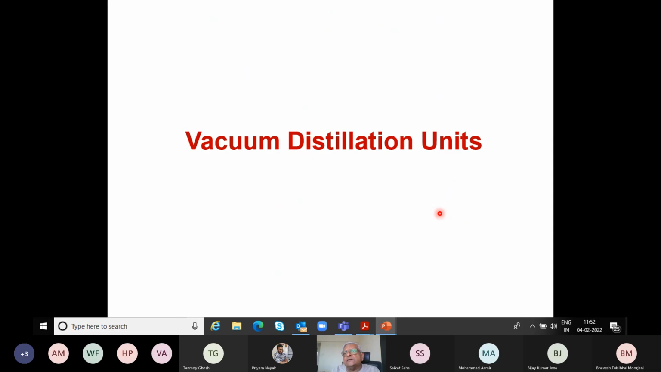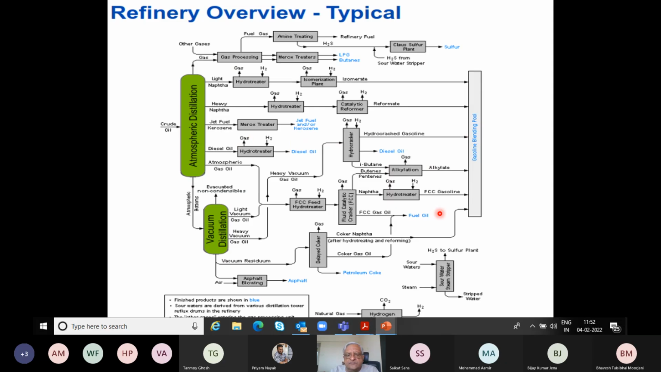Now coming to the second column that we have in this setup, called the vacuum distillation unit. Again, that picture which I showed you earlier. So the atmospheric residue is whatever liquid we could not distill at atmospheric pressure. And if you recall, we cannot go above 360 degrees Celsius, because above 360, this cracks. So what do we do? Depending upon the crude, the long residue or RCO can be as high as 60%. So we need to actually recover the heavy fraction from there, so that we can use it.